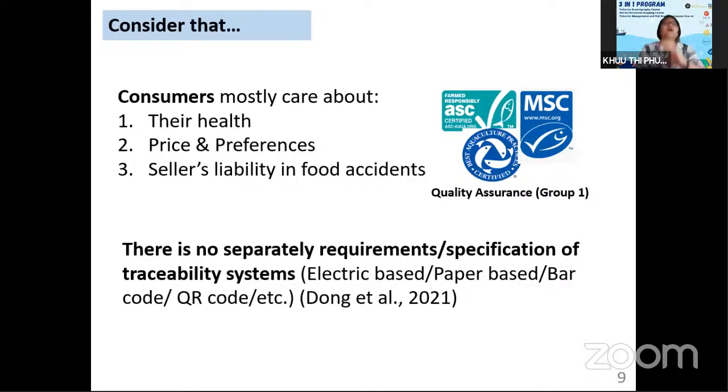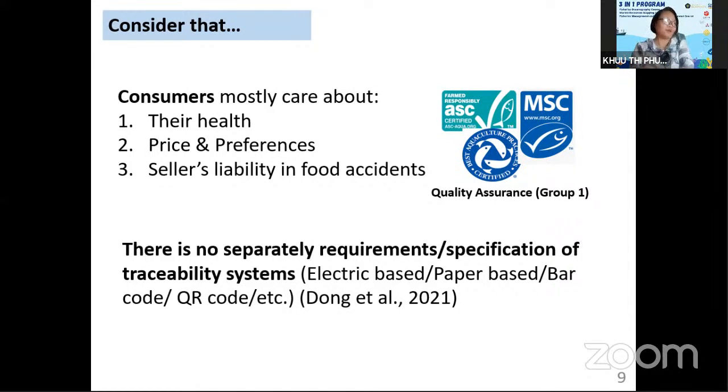Actually, again, consumers in the world, including us, mostly care about what? First, our health. Second, price and preference. The third is seller's liability in food accidents. That's it. And that's why the retailers in the global market only require the exporters to please apply quality assurance group 1.